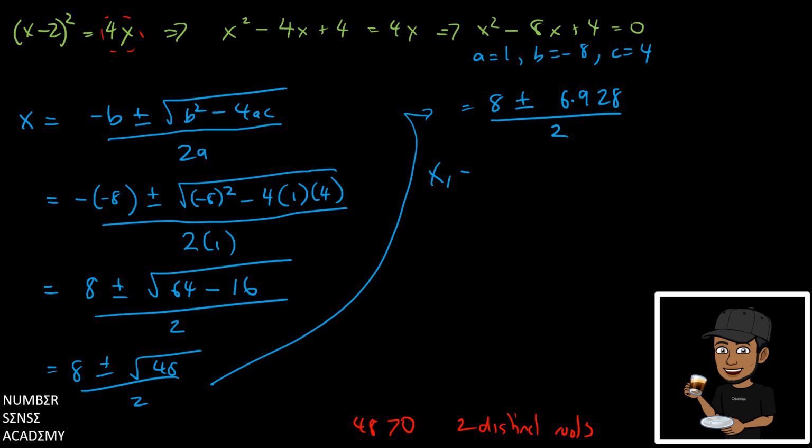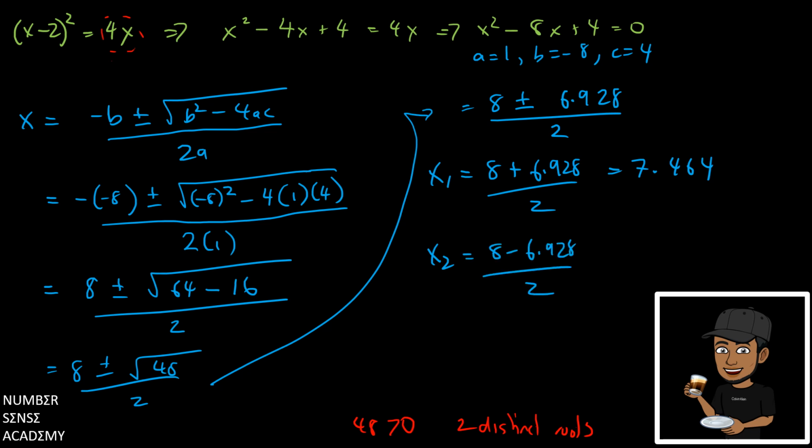So the first case, x1 is going to be 8 plus 6.928 divided by 2. And that gives me 7.464. And then the other case is going to be 8 minus 6.928 over 2. And you end up with 0.536. So again, we have two roots that are different.